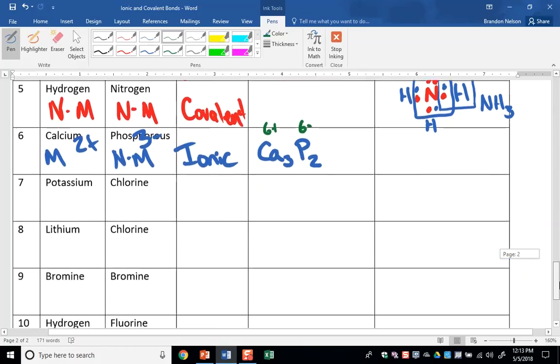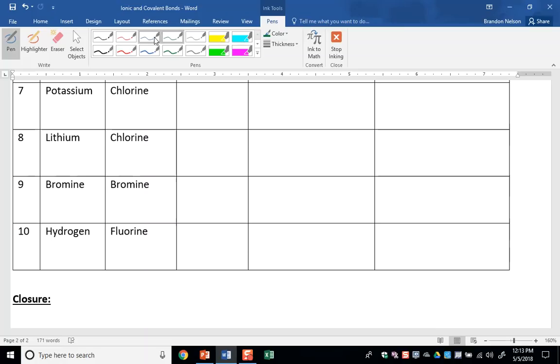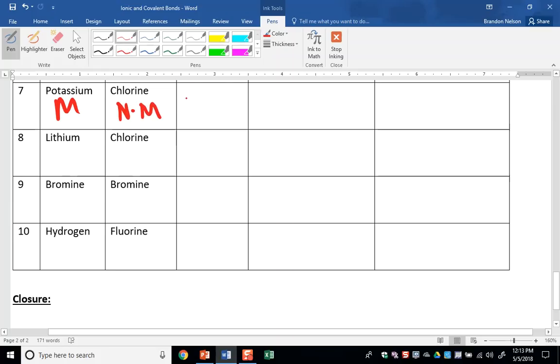So we keep going. Now we go to potassium and chlorine. For potassium, we have another metal. For chlorine, we have another nonmetal. And so with a metal and nonmetal, we are going to have an ionic bond. And if we're having an ionic bond, we need to figure out charges first. So potassium is going to make a +1, chlorine is going to make a -1, and those things work out great together. So KCl is the simple compound.